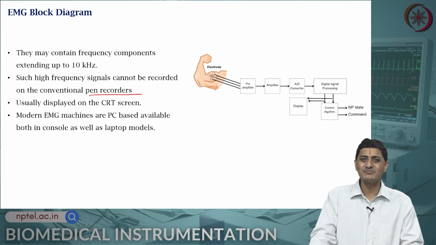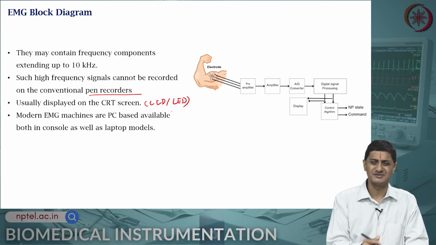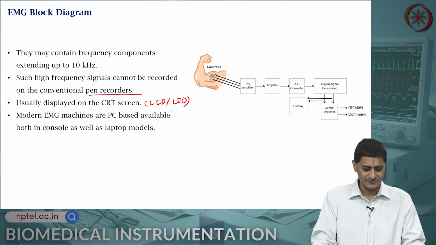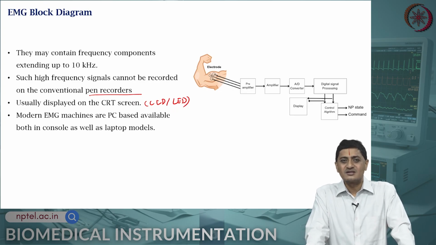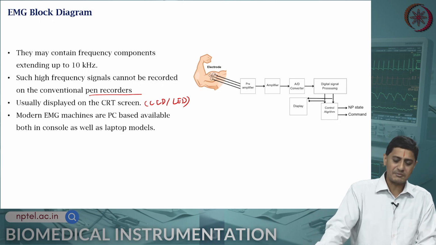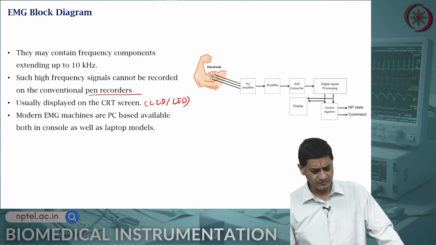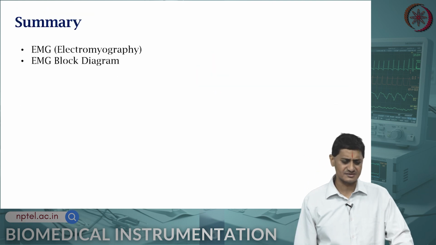So, usually these are displayed on a CRT screen, or nowadays on LCD or LED screens. CRT is an old technique. Modern EMG machines are almost always computer based, and they are available both as a console and in desktop and laptop modes, because they require this advanced signal processing.